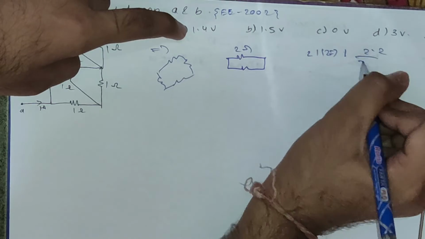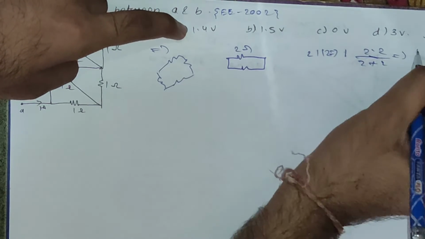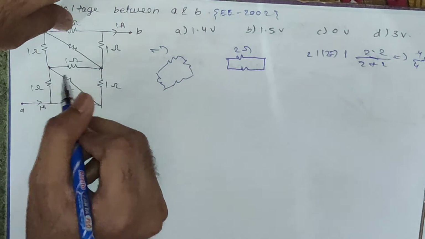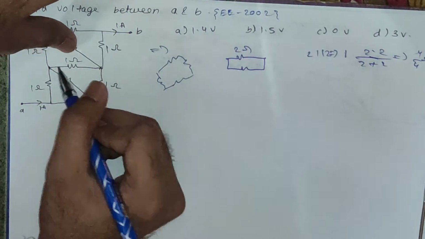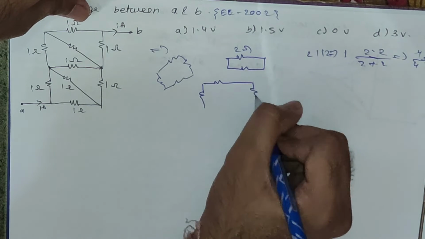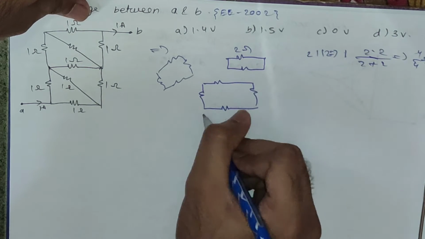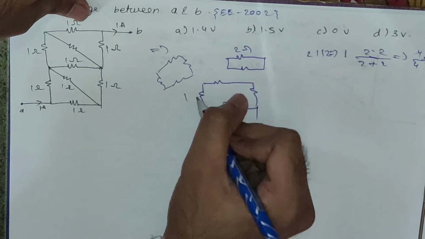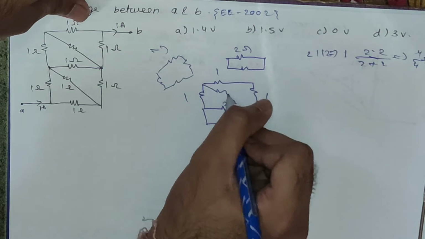2 into 2 upon 2 plus 2, you can see it as 4 by 4. It is nothing but 1 ohm. Okay, so we can redraw this 1 ohm as 2 ohm and 2 ohm. Okay, so now our Wien bridge becomes like this, 1 ohm, this is 1 ohm, this becomes 2 ohm, here we have a 2 ohm. Okay, this is 2 ohm, this is 1 ohm, this is 1 ohm, and this is 1 ohm. This one is the middle resistance.